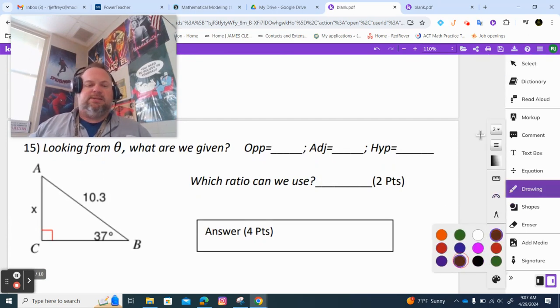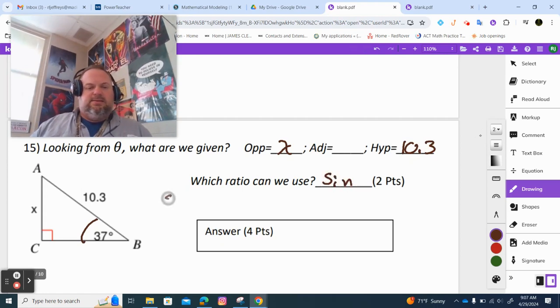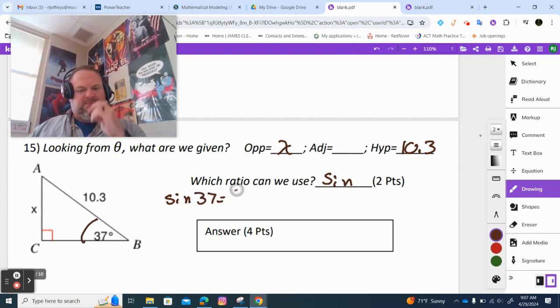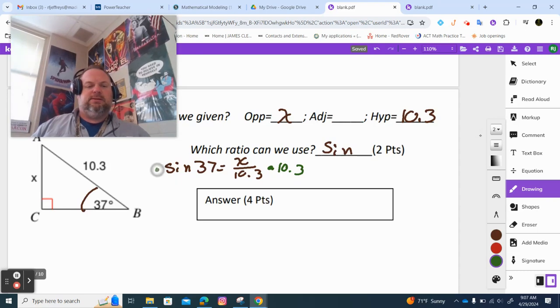Number 15. All right. Opposite is X, adjacent I don't know. Hypotenuse is this. This means it would be sine. So the sine of 37 equals X over 10.3. So we would multiply by 10.3.